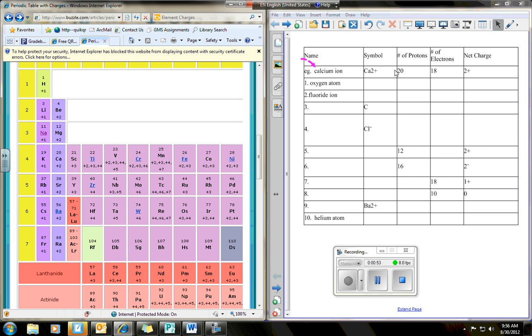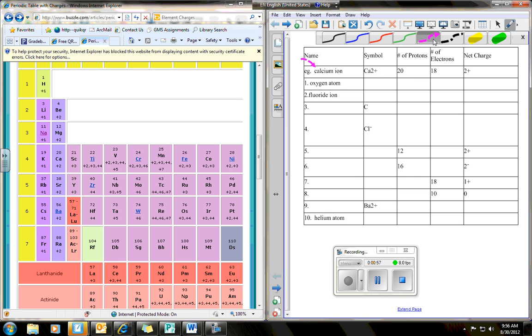Now to find out the number of protons, you need to look at the atomic number. So here the number of protons is 20. If you look at calcium, the atomic number equals the amount of protons. For the electrons, it's pretty simple. In a calcium atom, if it had 20 protons, it would have the same amount of electrons. It's balanced out.